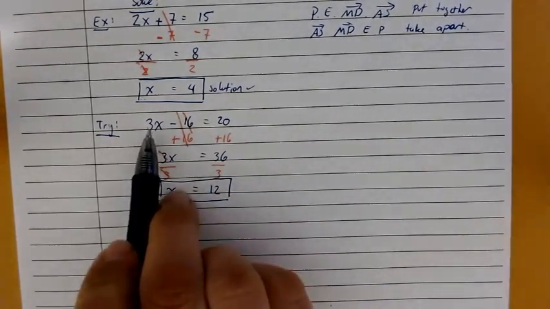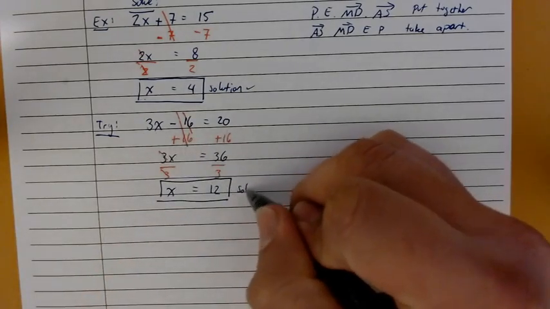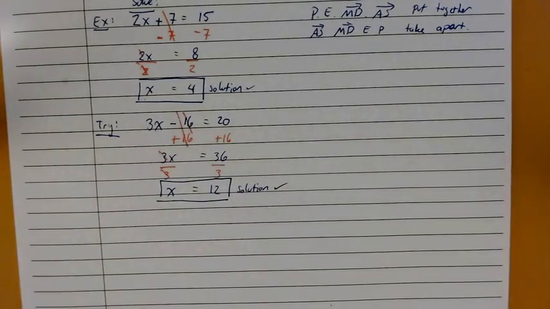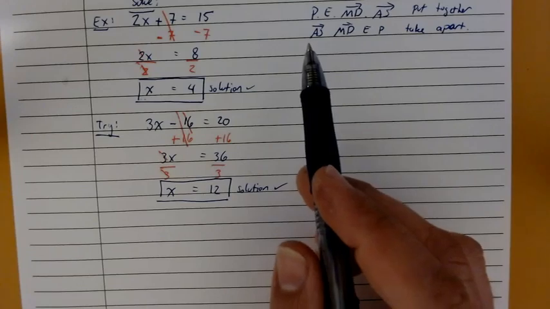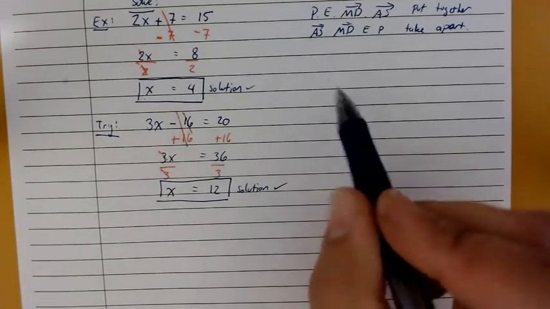Again, you can always check. 3 times 12 is 36. 36 minus 16 is 20. Yeah, that works out just fine. Now you'll note that here we deal with multiplication, division, addition, subtraction in the opposite order that we usually do.